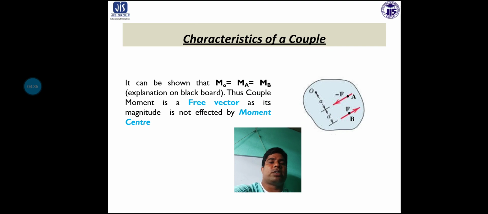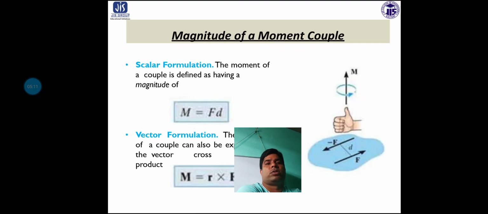Now the characteristic of a couple. If you see the figure on the right-hand side, it can be shown that MO is equal to MA, which is also equal to MB. Explanation on blackboard. Thus the couple moment is a free vector, and its magnitude is not affected by the moment center.